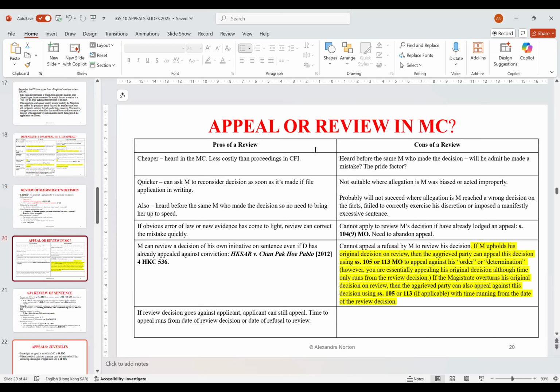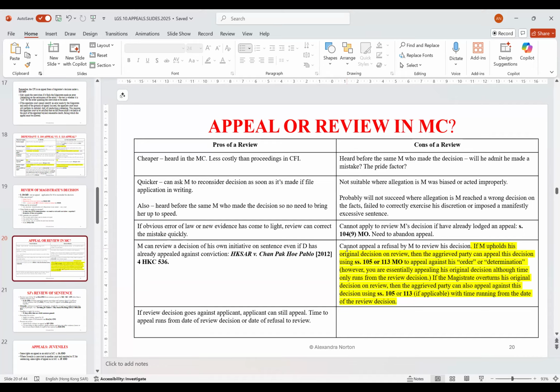So why would a defendant choose to review? It's basically cheaper because you're staying within the magistrate's court rather than instructing counsel for an appeal to the court of first instance. It's also much quicker because you're going back before someone who's already familiar with the facts and the issues, so you don't need to spend time going over that at the start. And also, it can sometimes take a long time to get a day for an appeal in the CFI. But not suitable if you're alleging bias or improper behavior or the magistrate has failed to correctly exercise his discretion.